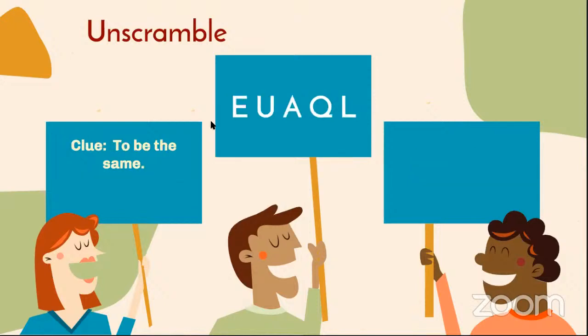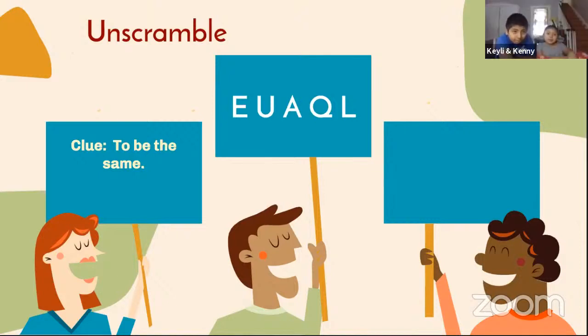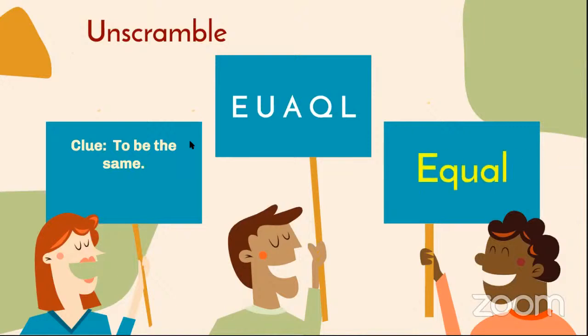Okay. Here's your next scrambled word. The clue is do the thing. Say that again. Equal. Equal. Let's reveal that answer. Equal. Good job. Woo!